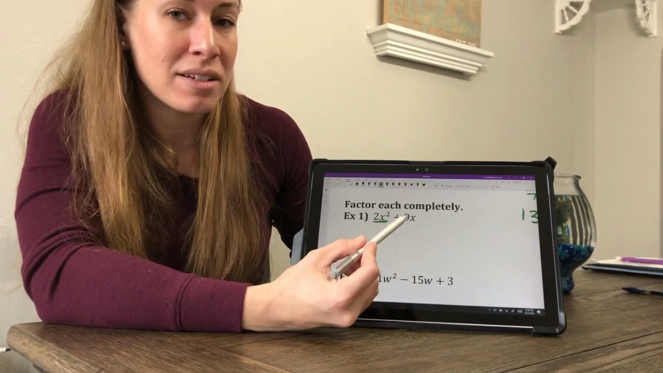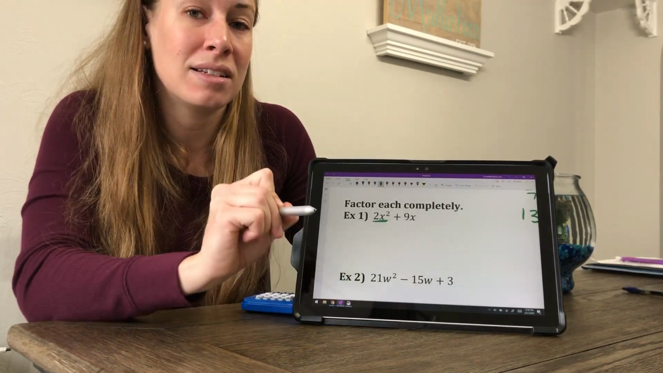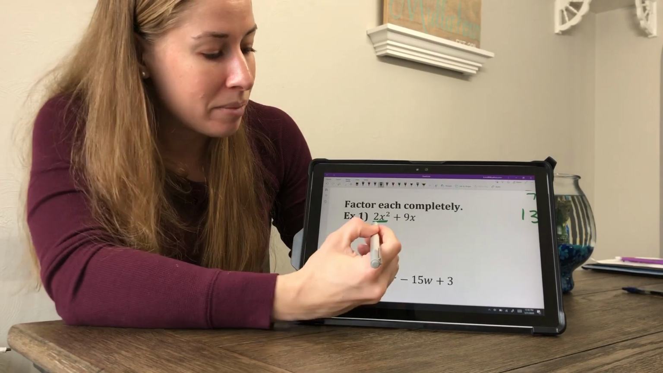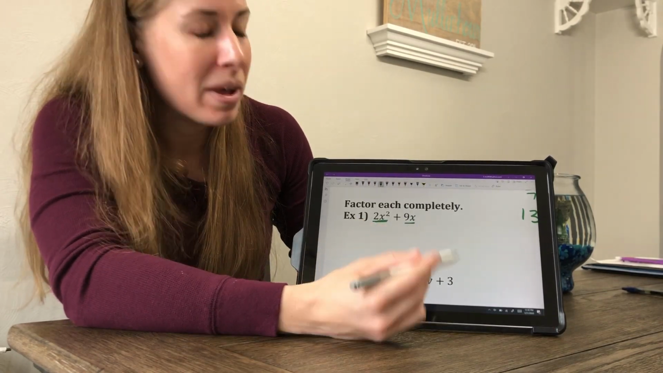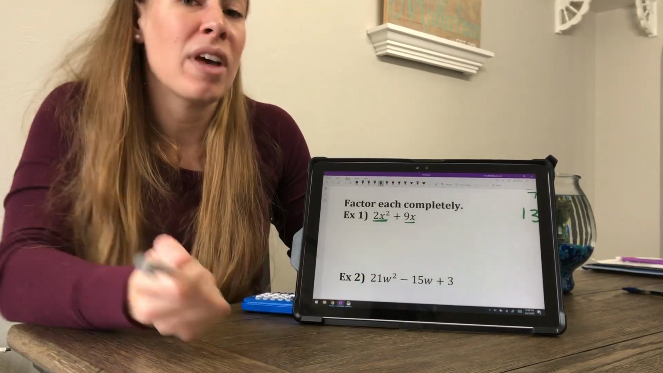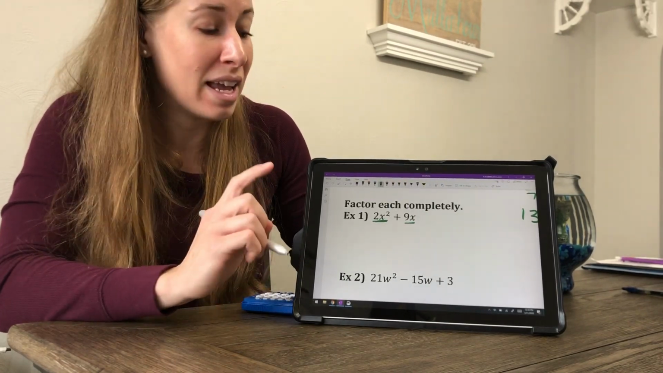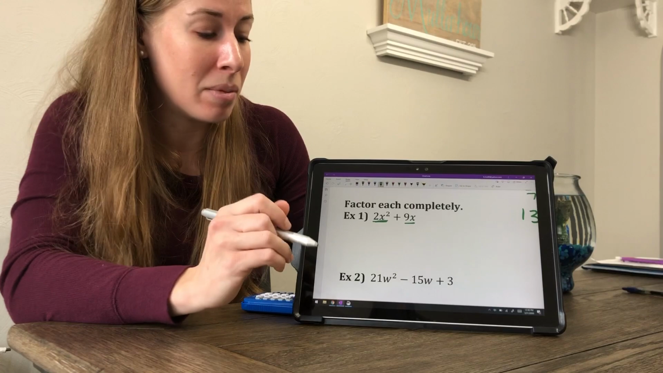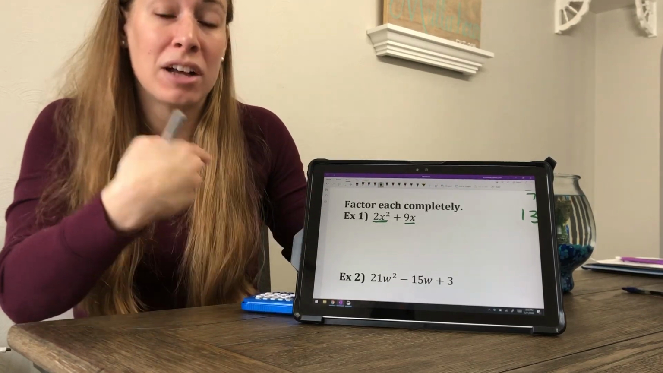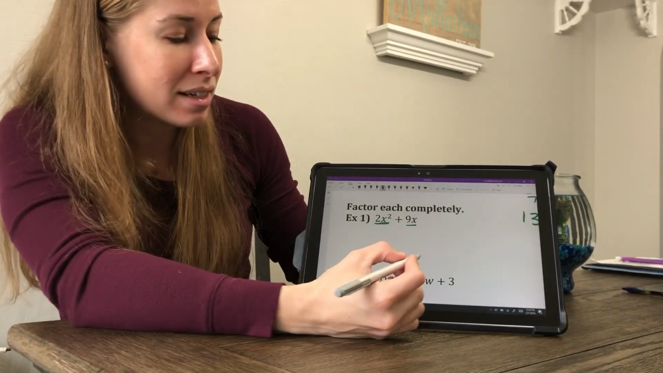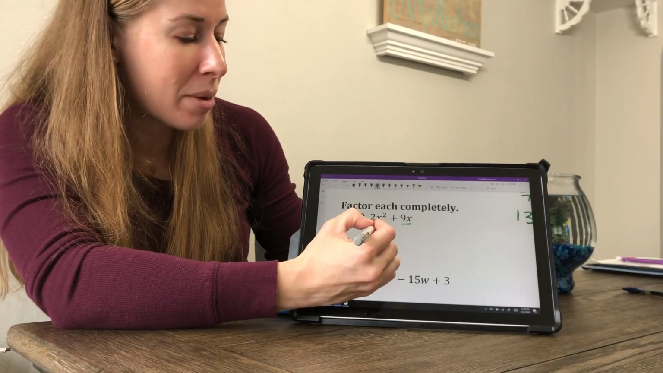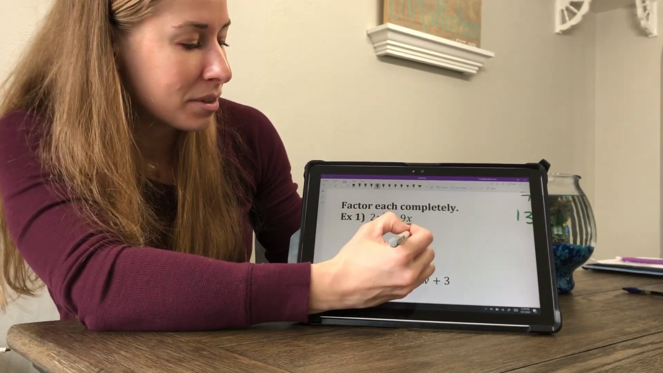So it has 2 x's, because remember x squared is x times x. And this second term has 1 x in there as well. So that x is what both of those terms have in common. They each have at least 1 x in them. So that x is what we're factoring out. Basically, factoring out a common monomial is like dividing it out.